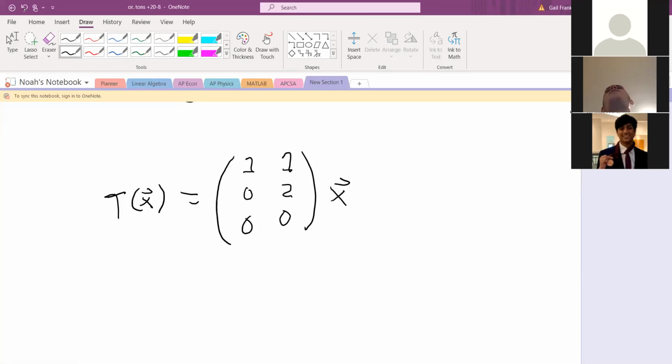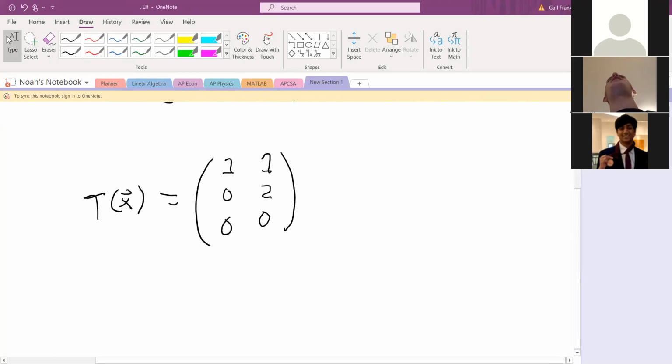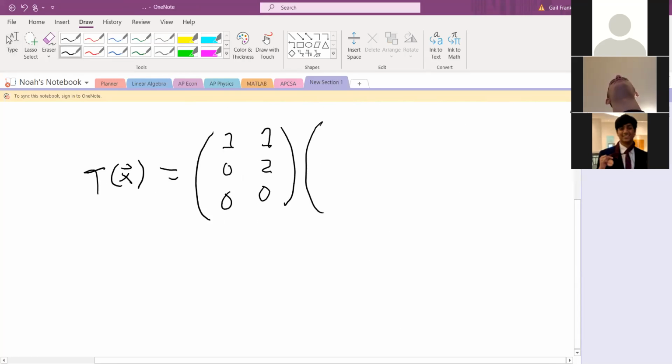So the number of entries in this vector is your domain. This vector has to have 3 entries, or else the matrix product isn't defined. You can't have, hold on, you can't have 4 entries, 1, 2, 3, 4, because then the product isn't defined.